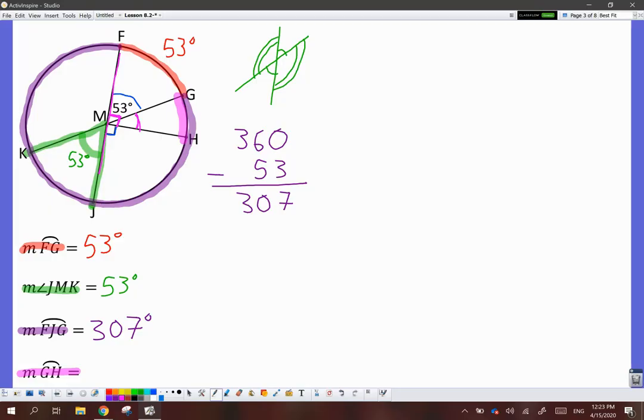Now, I might have some trouble figuring that out, so let's work backwards. If I know these 2 add up to 90 degrees, I can take away 53 and be left with the missing angle. So we have 90 minus 53. And here we get 37. So the measure of arc GH is 37 degrees. Not bad, right? Let's move on to the next example.